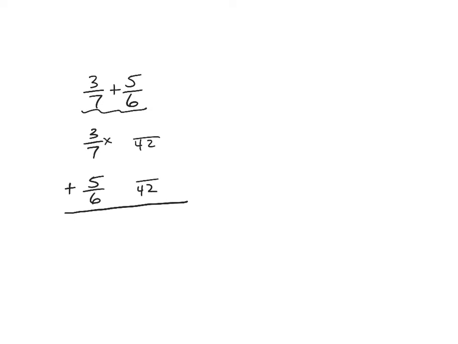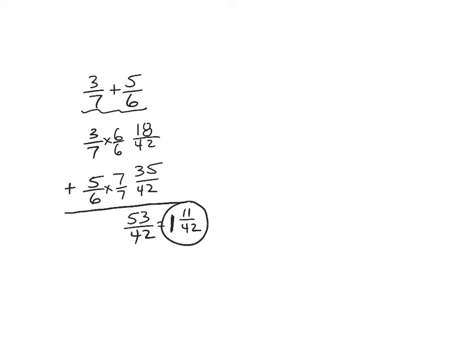I need to multiply the top fraction by 6 over 6, because 7 times 6 is equal to 42, giving me 18/42. I need to multiply the bottom fraction by 7 over 7, giving me 35/42. If I add together the 18 plus the 35, I get 53/42. But once again, remember, that's a top-heavy fraction. I need to change that. 42 goes into 53 one time. If I subtract, I would have 11 left. So the final answer to that problem is 1 and 11/42.